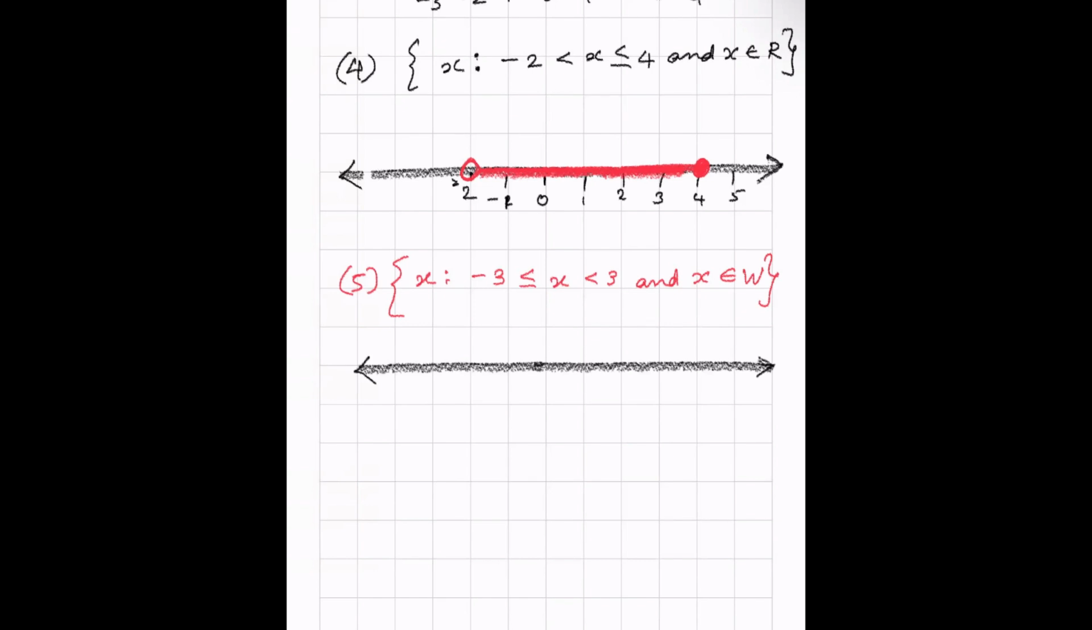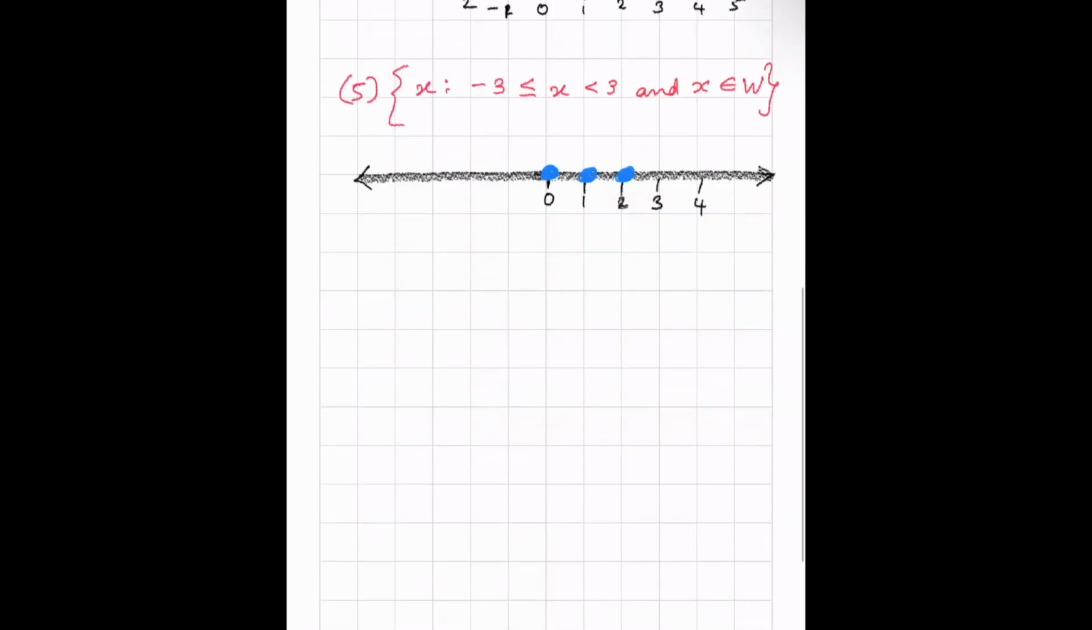So now mark this: 0, 1, 2, 3, 4. Here negative 3 less than or equal to x less than 3. Less than 3 means you don't need to include 3. 3 is not coming under your solution. So 2 is there, 1 is there, 0 is there. That's all. Only 3 possible values, because it is the set of whole numbers.